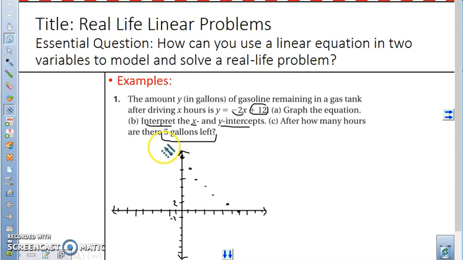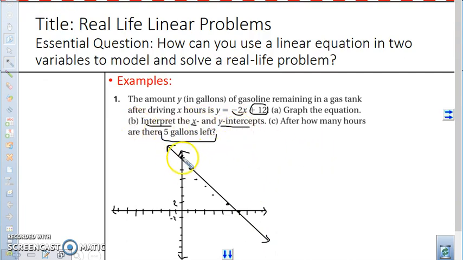Yours can be completely straight. You should be making a complete straight line. Obviously I didn't because I did this by sketching it. Okay, now, there we go. We're going to interpret our x and y intercept.